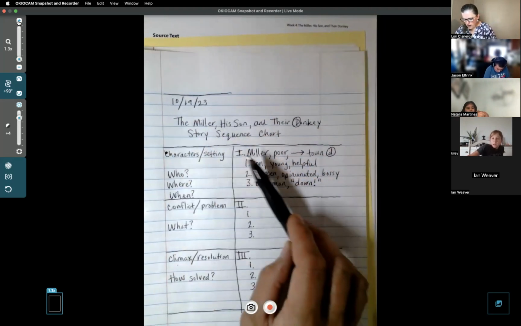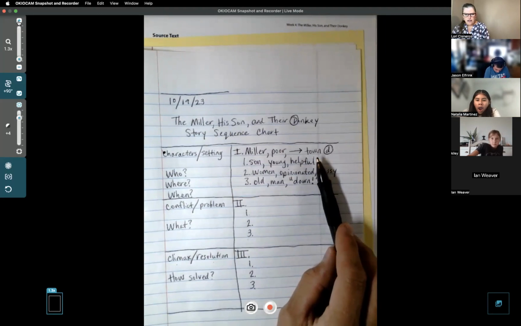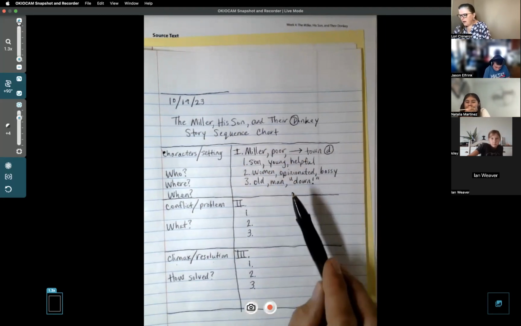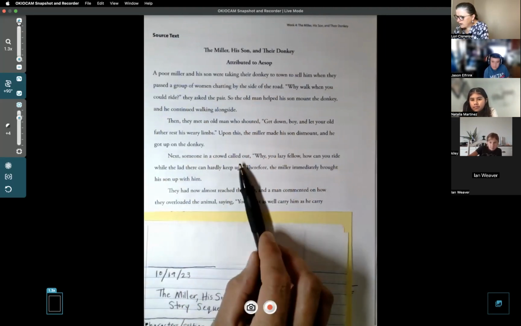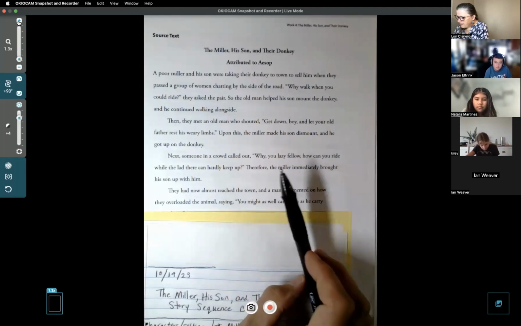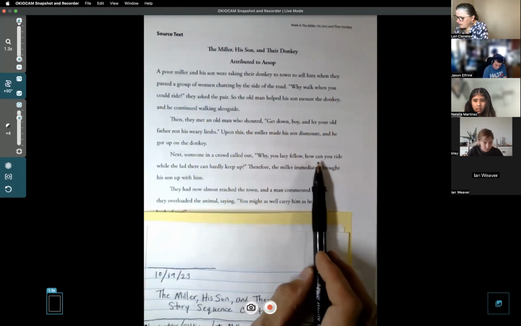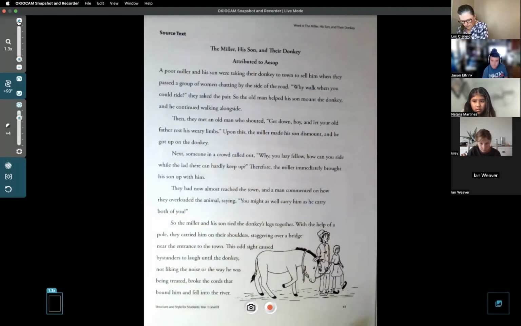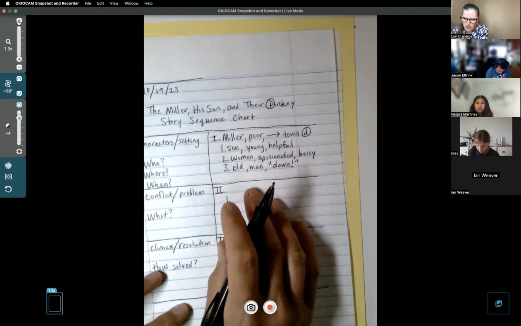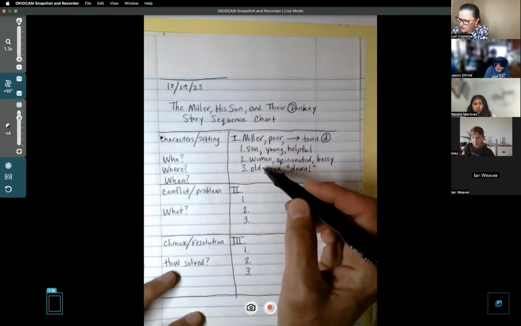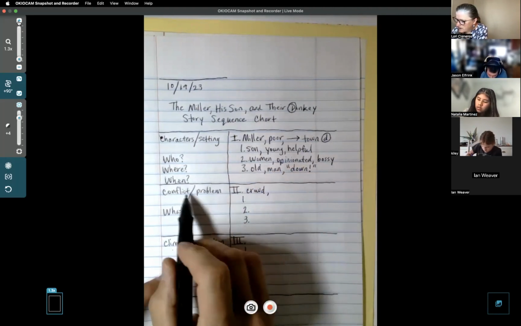Okay, so we've got a good start. This is basically the characters, the setting is the town. We got that. And these are most of the characters in the beginning. After the old man, then we come across another crowd, right? And then the crowd says, why or how can you ride when your lad there can hardly keep up? So I'm going to put here, we're going to keep talking. This is where the conflict is coming, okay? But we've got to mention a few more people here. So we're going to put crowd here. This is the conflict and problems.